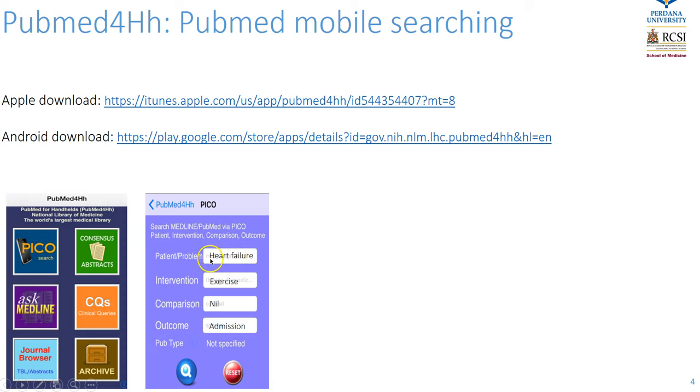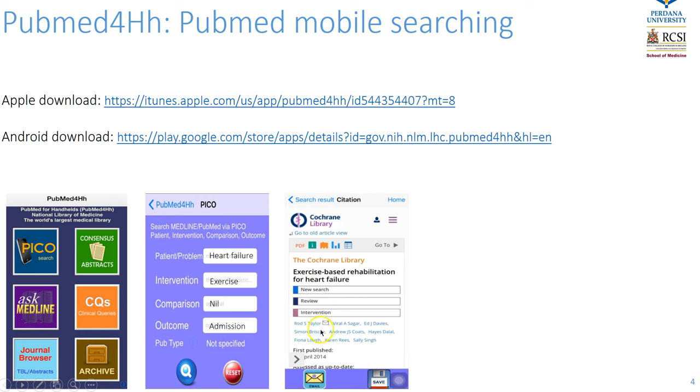So I've already done this and put in heart failure as the P. I've put in exercise as the intervention, no comparison, and I was looking at admission to hospital because of heart failure or death, so forth. Now what's not specified here is the publication type. You can click on this and a drop-down menu appears which gives you the potential for not specifying or saying randomized controlled trial, systematic review, meta-analysis, etc. And when you click on whichever one of these and do this, you'll get results.